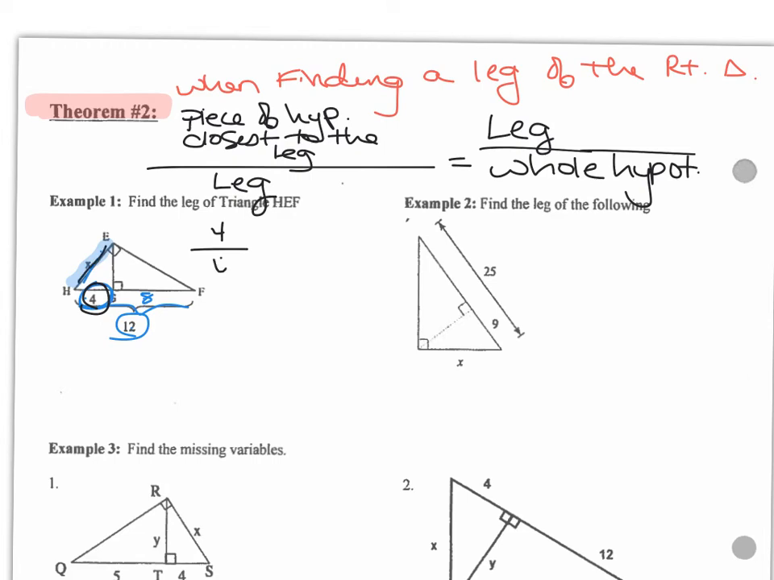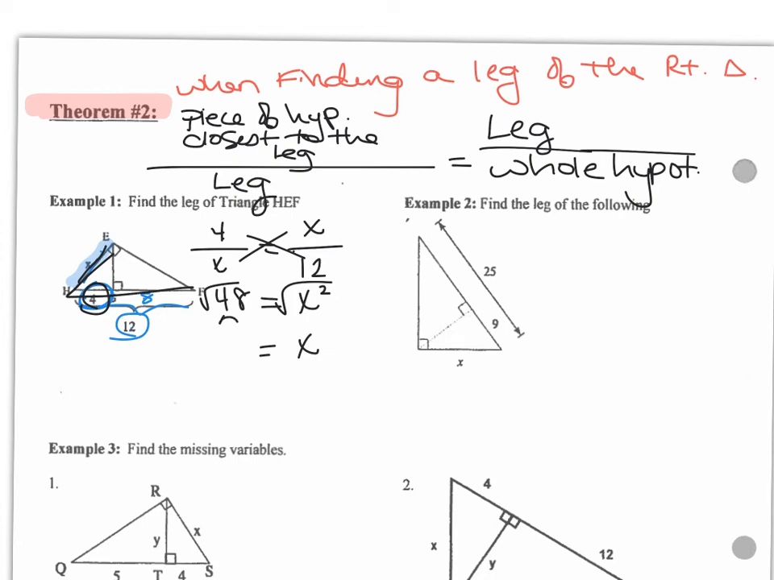The value of the leg is x, equals the leg x over the whole hypotenuse. The whole hypotenuse is 12. I'm now going to cross multiply to solve. 4 times 12 is 48. X times x is x squared. I'm now going to square root both of these. Square root of 48, is that a perfect square? No. So, okay, I have to simplify it.